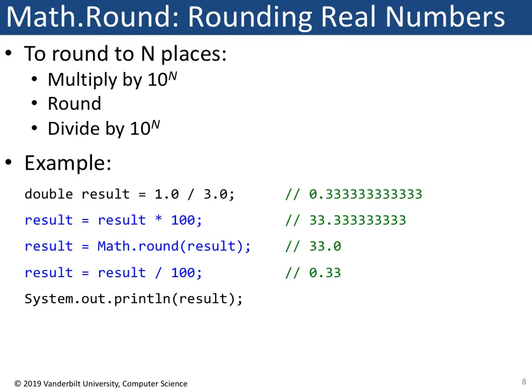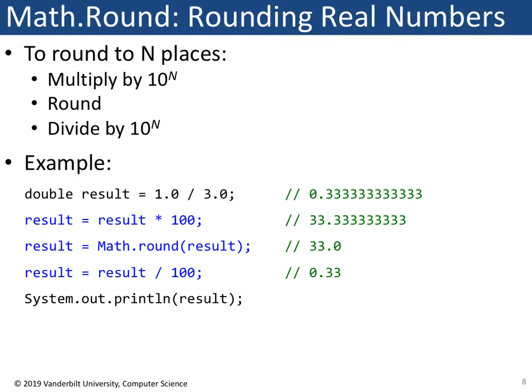A common requirement is to round to a certain number of decimal places. So perhaps the requirement is to round to the nearest penny amount, right? So this would be to round to the nearest hundredth place. So if that requirement is made, there's a simple algorithm to accomplish this. You multiply by 10 to the n, with n being the number of decimal places to which you would like to round, apply the rounding function, and then divide by 10, again raised to the number of places to which you intended to round.